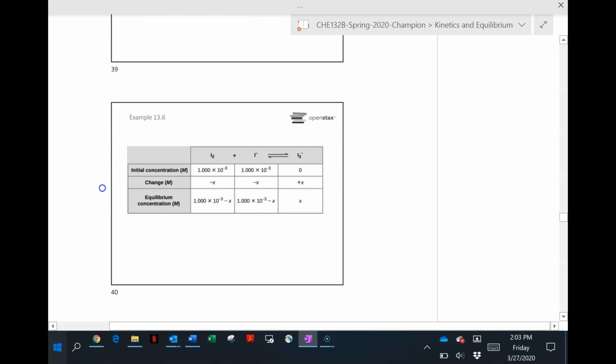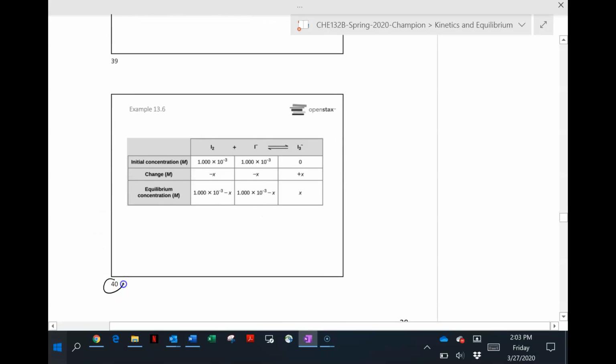And on slide 40 here, we see this thing here, which is called an ICE chart or an ICE diagram. I stands for initial concentration, C stands for change, E stands for equilibrium, and it's absolutely crucial to use ICE charts. Frequently when I'm doing partial credit on a free response question, I'm going to look at the ICE chart. If you draw the ICE chart and you get certain things in it right, that's going to get you partial credit.